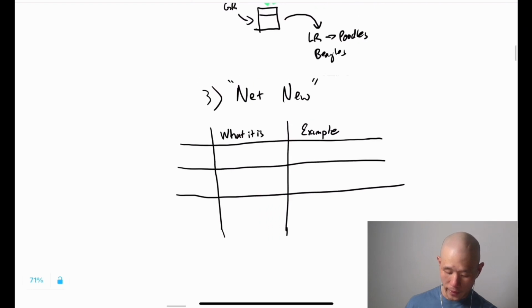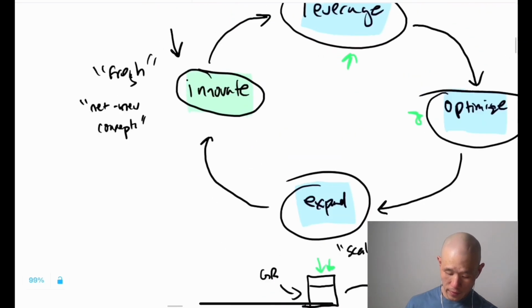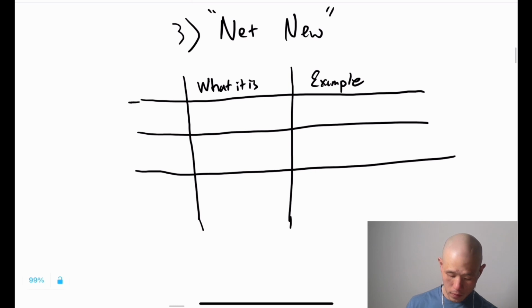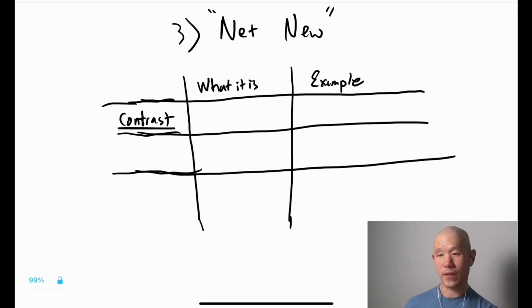So there's 4 ways to do the innovate step, which we're calling net new here. The first one, a very simple one, is called contrast. And the essence of this is flipping the script, which at its core is doing the opposite of what's expected.